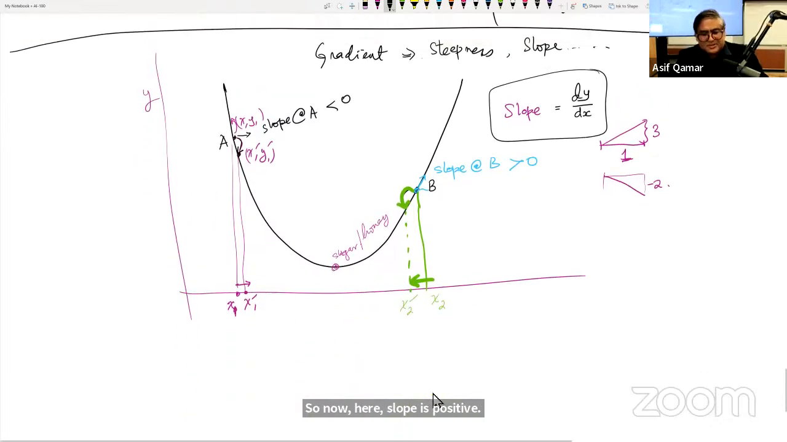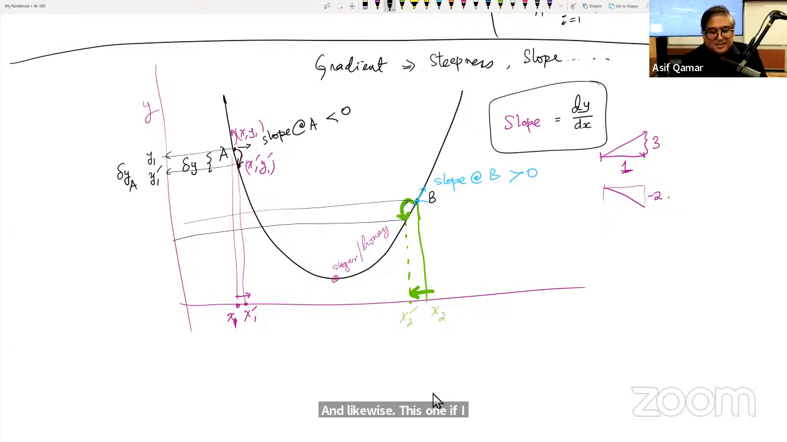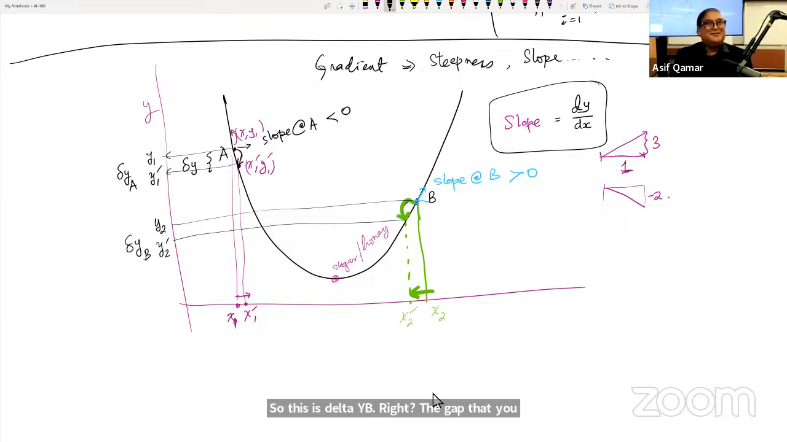So now suppose I ask this question, I moved, you see that in this process, I lost delta y, because y was here, y1, this is y1 prime, isn't it? This point's y1 prime. So this is my delta y for A. And likewise, this one, if I take it here, this is initial y2 and y2 prime. So this is delta yb, right? The gap between these two. Does it make sense?